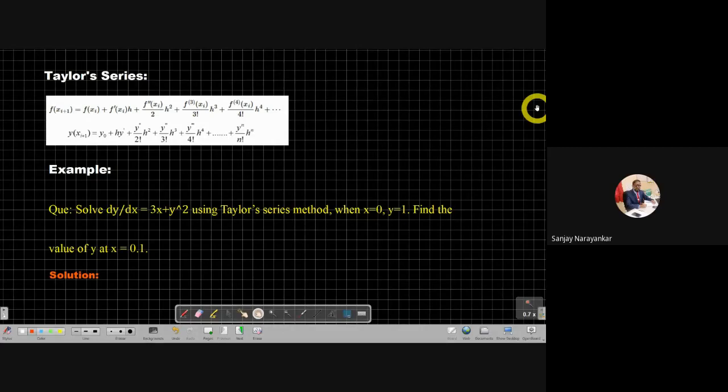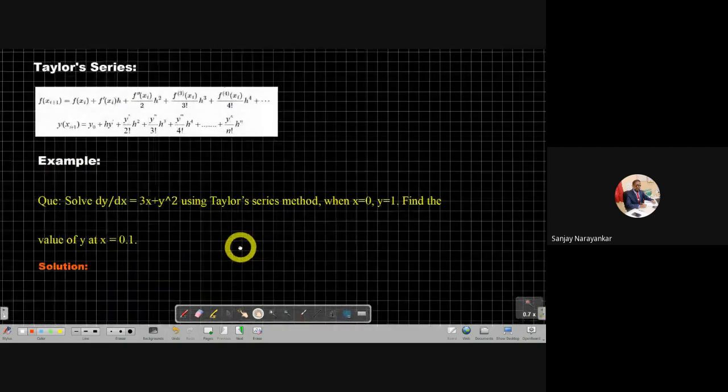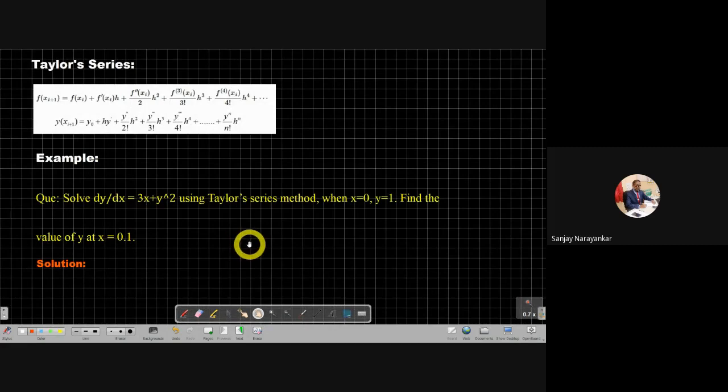Okay. So basically, the Taylor series, Euler series, Runge-Kutta second order, fourth order are being used to find the solution of ordinary differential equations. So here is the problem statement. You can find this kind of problem statement generally in examinations. Not exactly. This is only a sample.